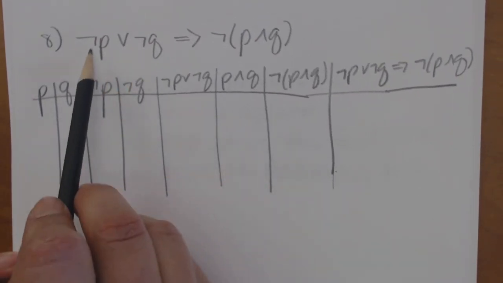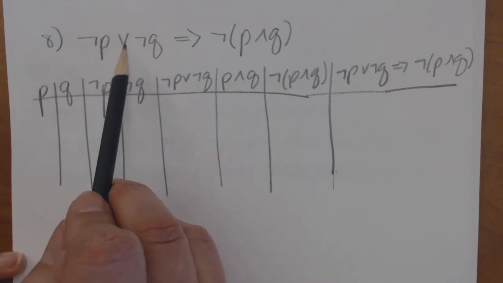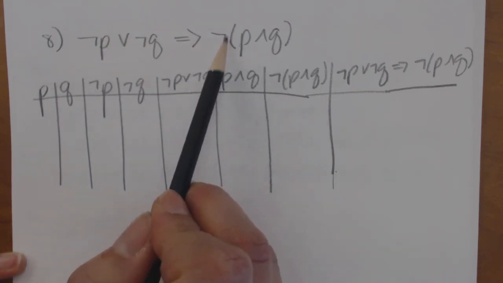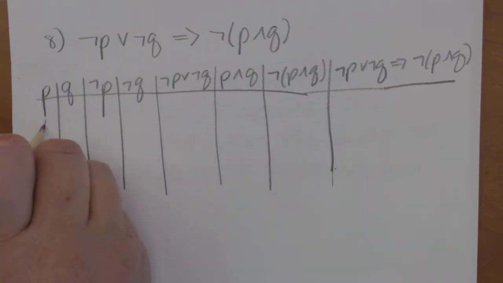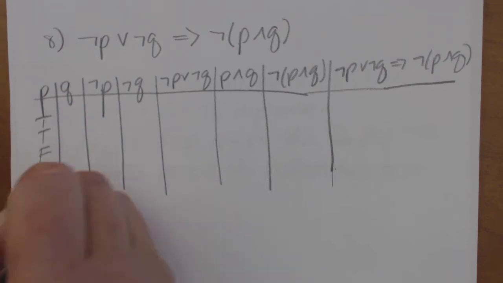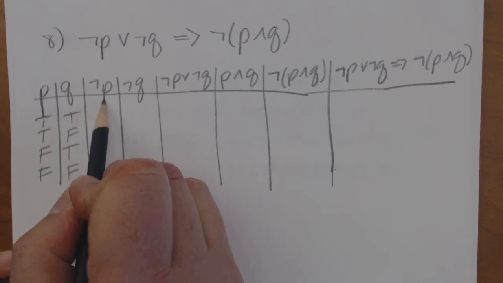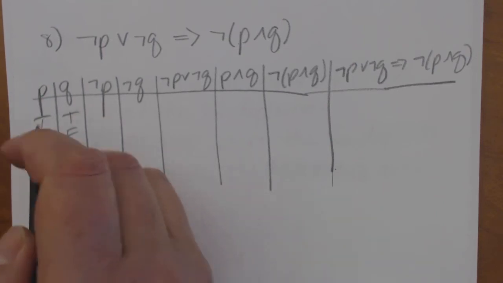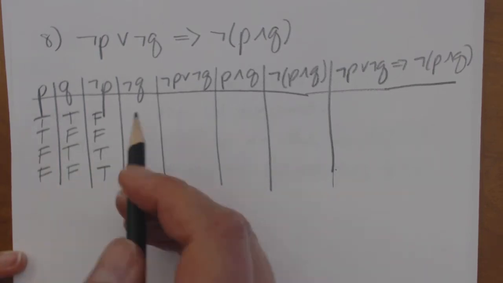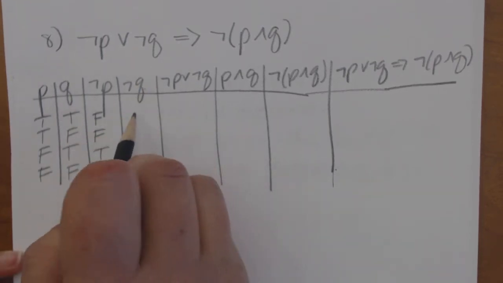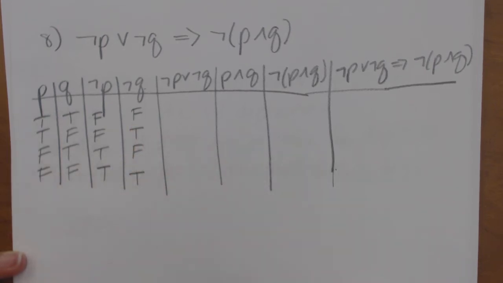Here we go. We have not P or inclusive, not Q. So if not P or not Q, then not P and Q. So these are different. Let's see what happens. We start off the same way. True, true, false, false. True, false, true, false. Not P. So what we have to do is look at the P column and negate it, meaning our trues turn to falses and our falses turn to trues. We have not Q, so we look at the Q column. Again, we're going to be taking the flip of these, so false, true, false, true.